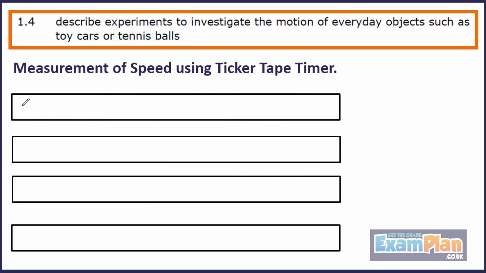Different patterns of dots on the ticker tape tell us about the motion of the object. Constant spacing tells us the car is going at a constant speed. If the dots are further apart, the car is travelling faster.